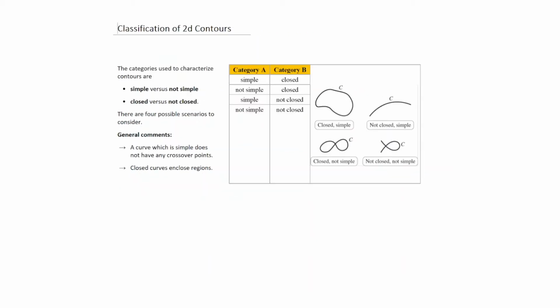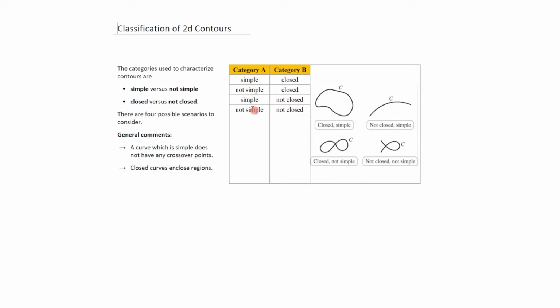So first of all, let's look at classification of contours and classifications of regions, starting with 2D and then moving to 3D problems. So for contours in 2D, we have terminology that's being used. And so we characterize contours as being simple versus not simple and closed versus not closed. Now if you take all possible combinations of these two, there are 4 in total. And so I've put a little table on the side here.